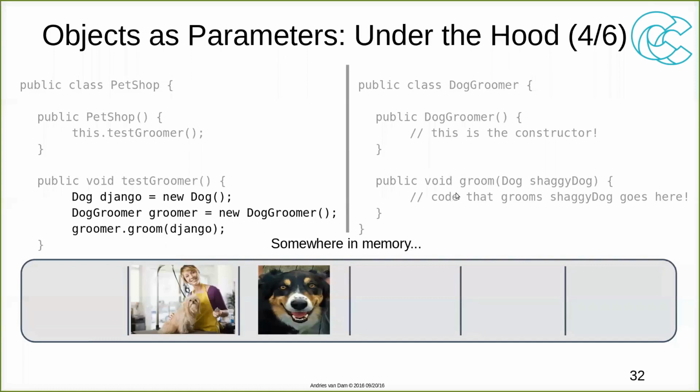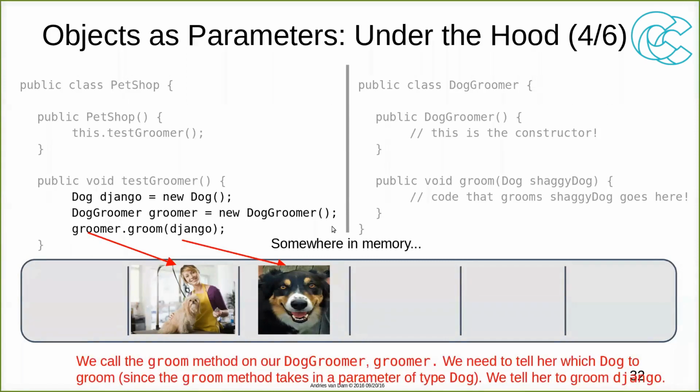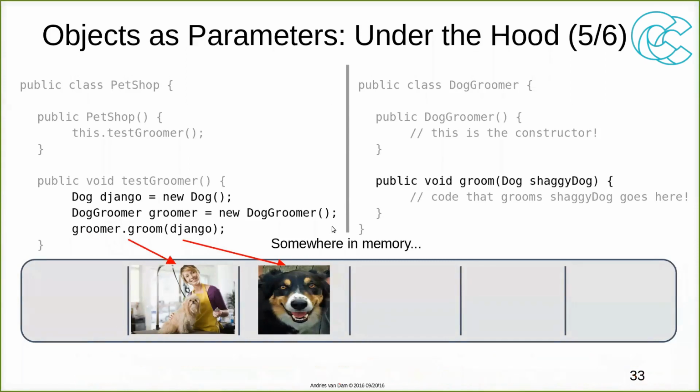So this method gets called, and in this case, we have the groomer, which refers to this one. Django refers to this location. Now let's look at what happens here. This is the method call, and this is where it comes in for the execution. The first step is to assign a value to Shaggy Dog, right?